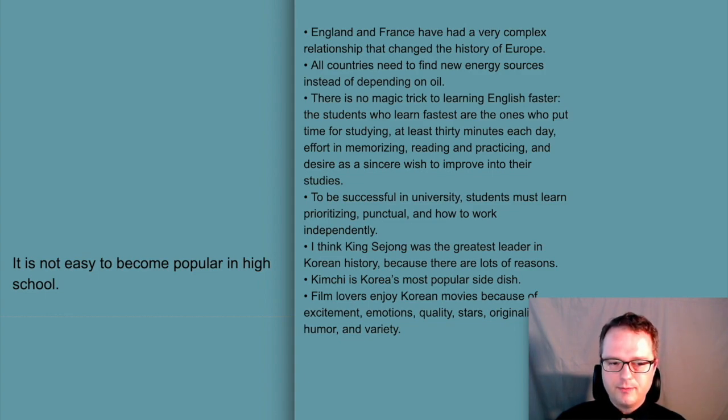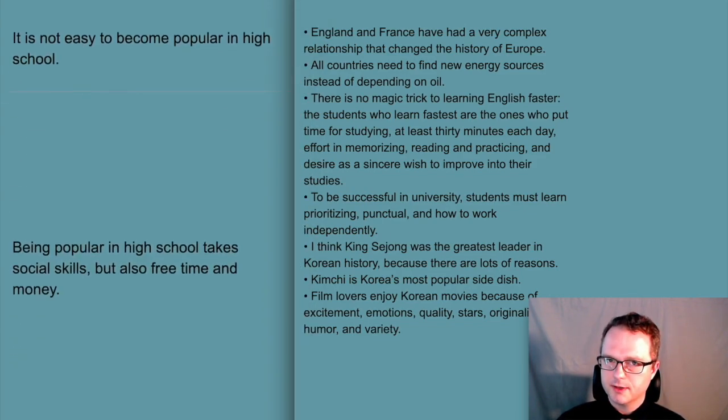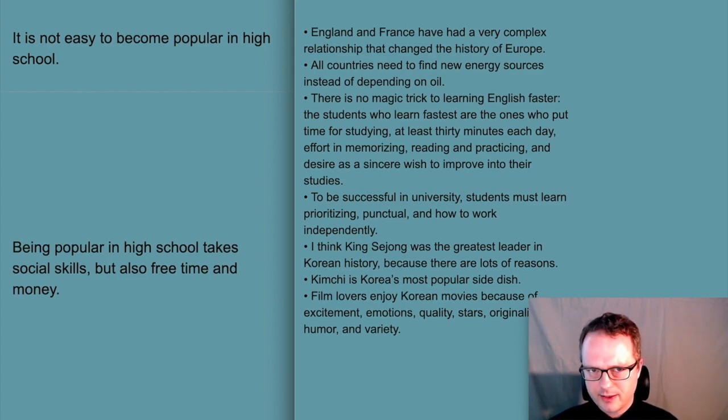So I want my reader to know what to expect next. So saying something like, being popular in high school takes social skills, but also free time and money. Now my reader knows I'm going to have a paragraph about social skills, I'm going to have a paragraph about free time, and I'm going to have a paragraph about money. This thesis statement tells my reader what to expect in the following paragraphs, and you always want to tell your reader what to expect next.